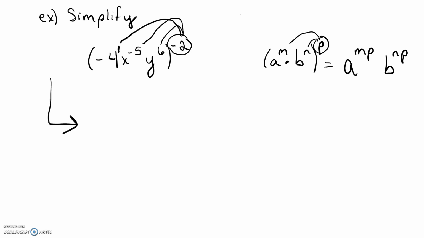Let's take your constant negative 4. Now if you have a negative constant, just go ahead and throw some parentheses around that so you don't make a sign mistake when using this rule. So you're going to take 1 times negative 2, which is negative 2. Let's take our x term. Negative 5 times negative 2 is a positive 10. And then our y term, 6 times negative 2, is negative 12.